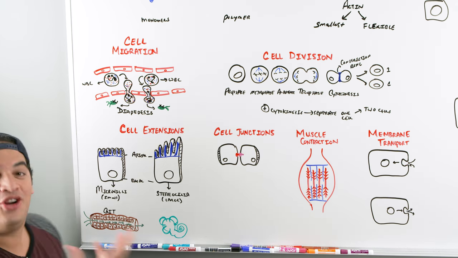Okay, the next component here, my friends, is the cell junctions. So this is basically helping the cells to stick to one another. So here I have cell one.